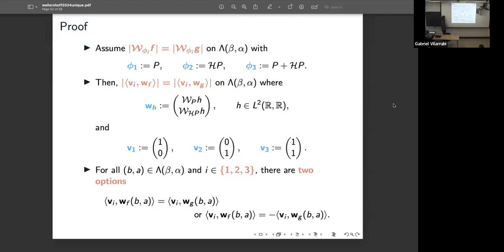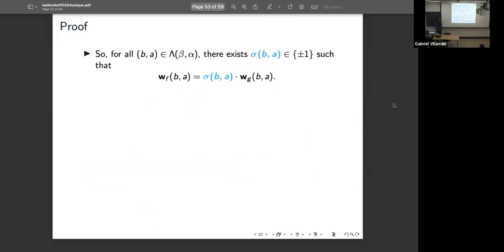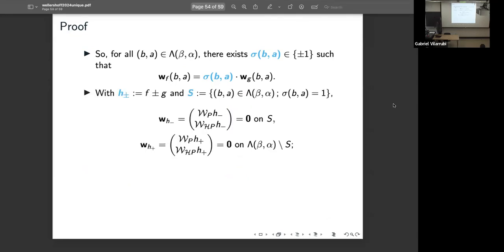Okay, so what this tells you is that for every element of your hyperbolic lattice, you can find a sign such that WF is equal to the sign times WG. This is sort of the complement property, but in a very low-dimensional basic set. Okay, so then we use the same thing again. So we play the same trick again.